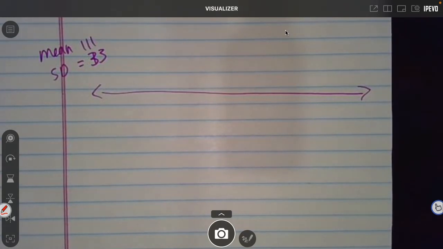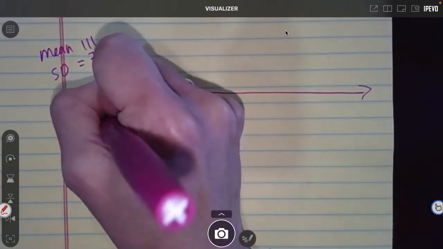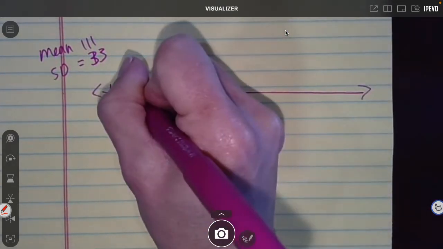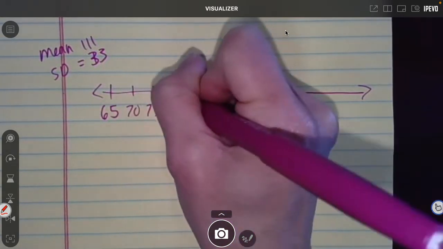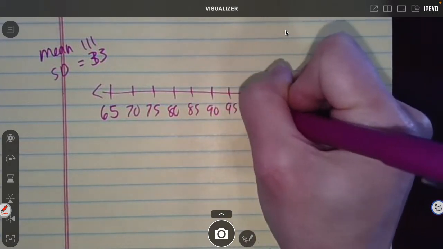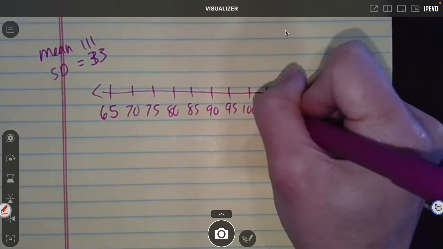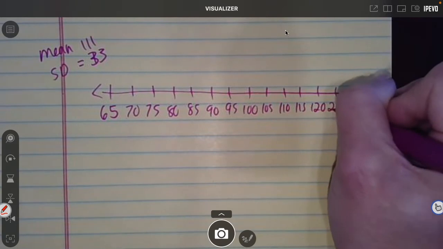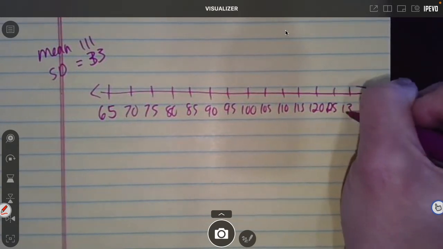What's the smallest number they have? It looks like it's 69. And what's the largest number they have? 161. Yep, you're right. Okay, so I'm going to go from like 65 to, should I count by fives? I think I will. 70, 75, 80, 85, 90, 95, 100. Oof, I hope I make it. 105, 110, 115, 120. I'm not going to make it. 130.